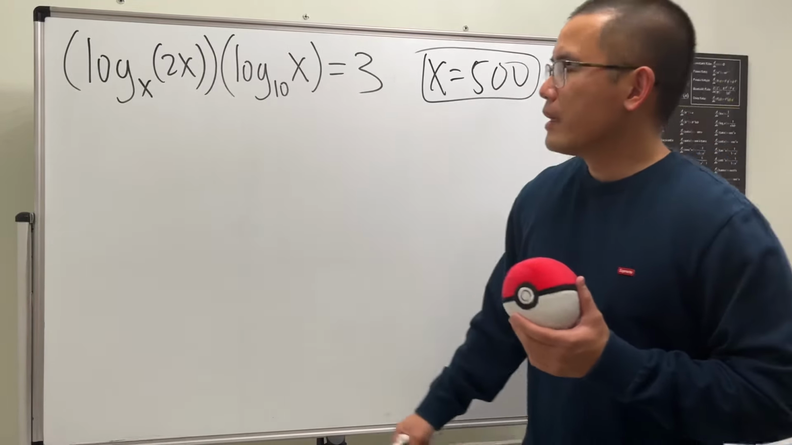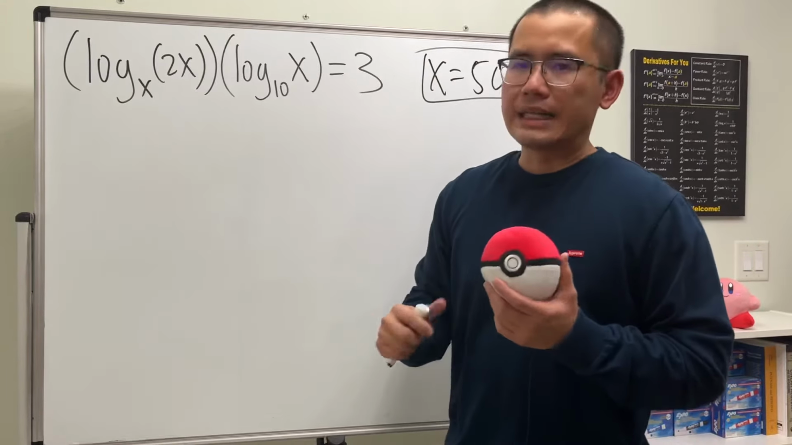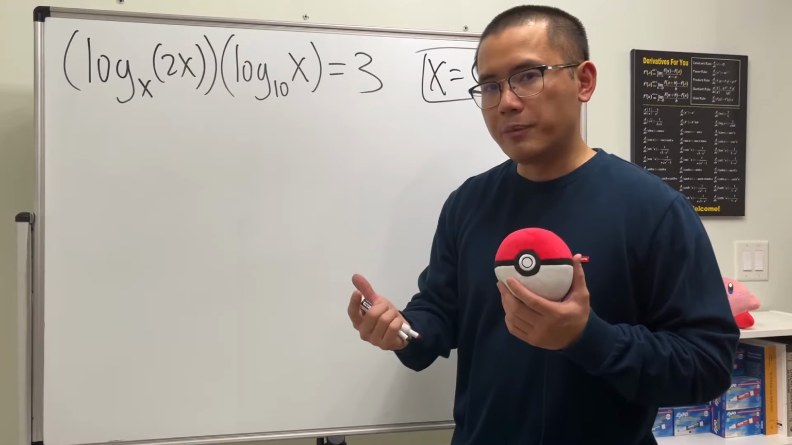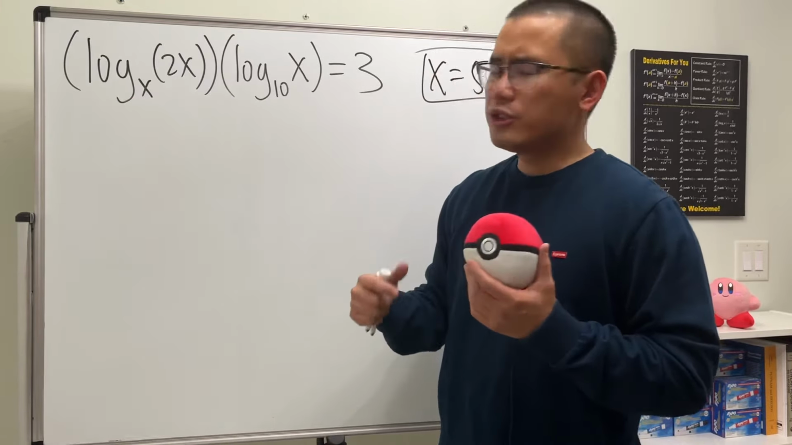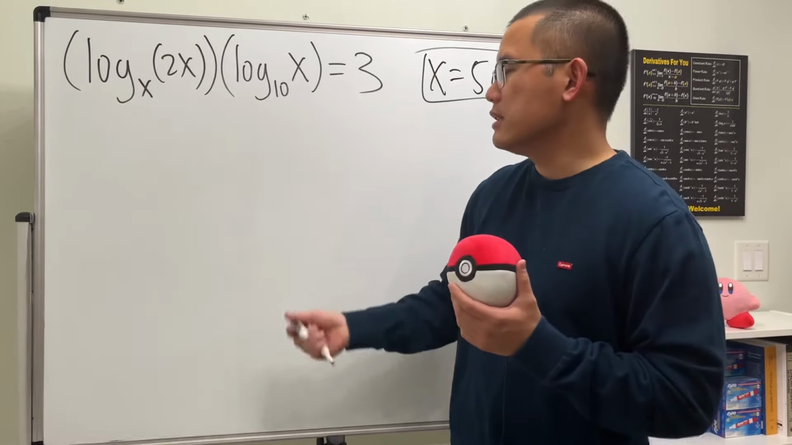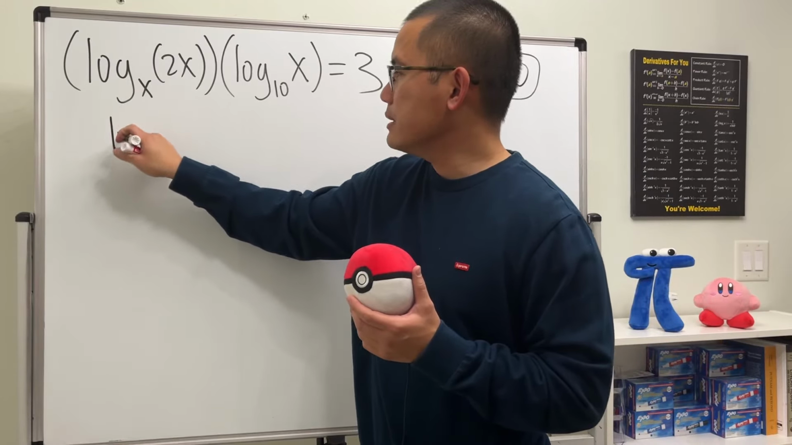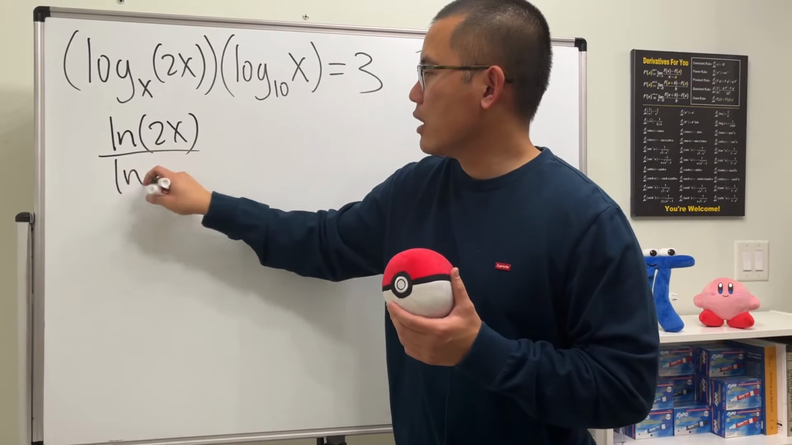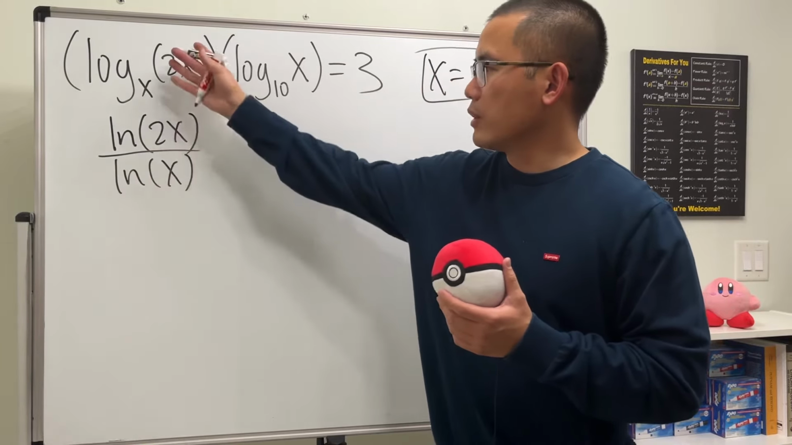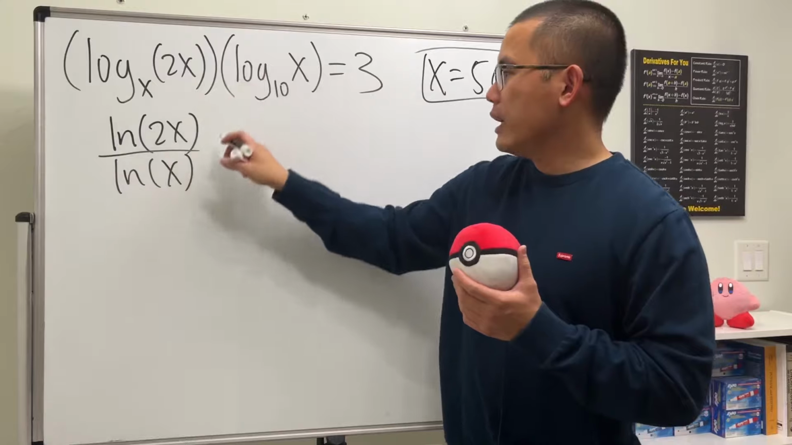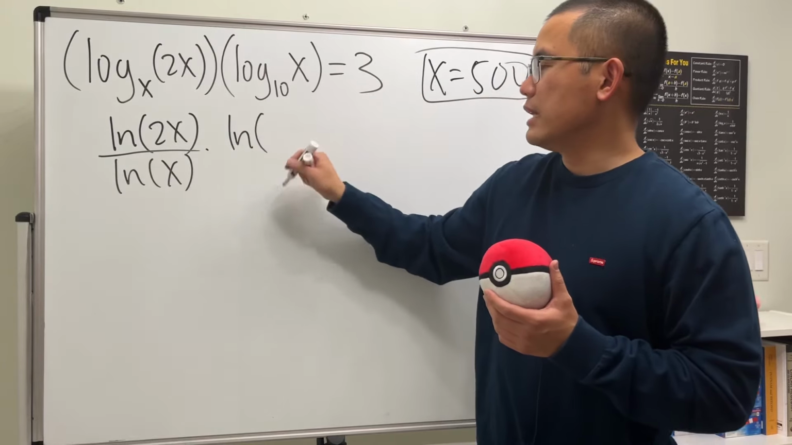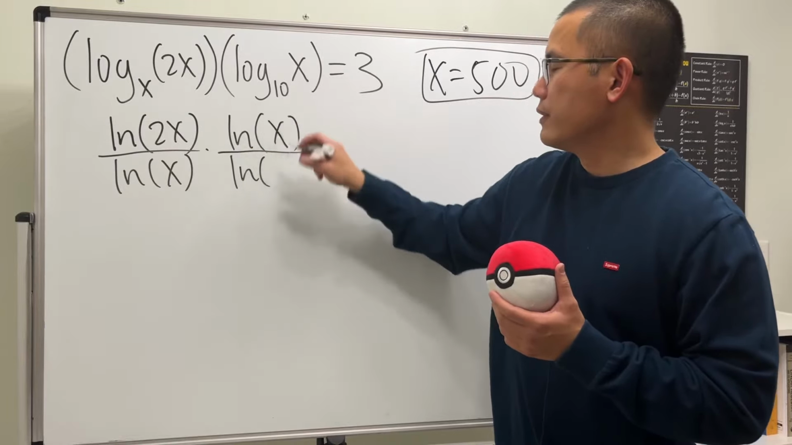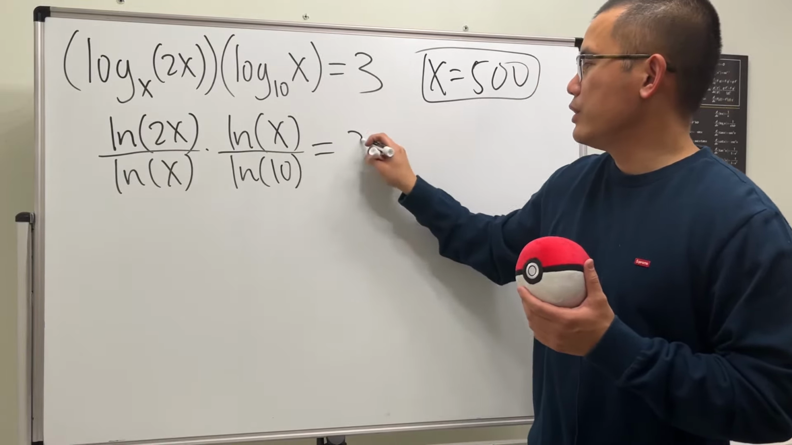And now let's see. The problem with this equation is that the logarithms have different bases and we don't like that. So let's use the change of base formula for this. And let's just use the natural log so that everything will be consistent. So this right here becomes natural log of the inside, which is 2x, over natural log of the base, which is x. So this and that are equal. And we are going to multiply by, again, let's use natural log of this, which is x, over natural log of the base, which is 10. And that's still equal to 3.